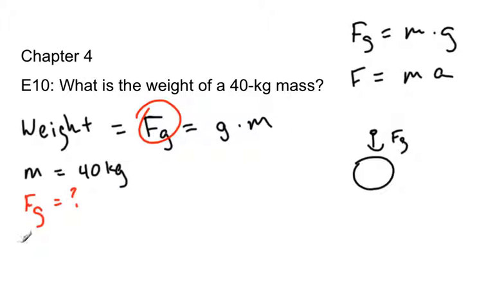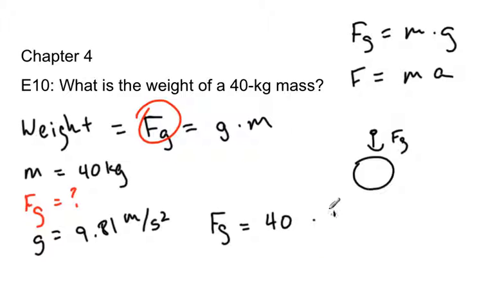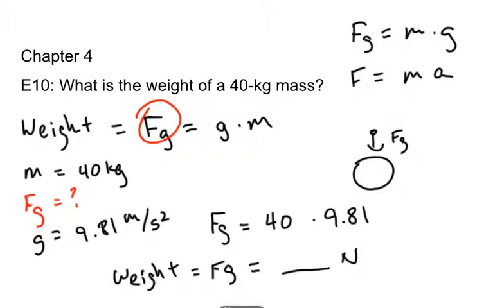And we know g. Well, you should know it. You can look it up if you don't know it. It's 9.81 meters per second squared. That's the acceleration due to gravity. So I have 2 variables known, 1 unknown, so I just have to plug into the equation. It equals 40 times 9.81 meters per second squared. The unit that I'll have is a kilogram times a meter over second squared, and that's a newton. So your answer will be in newtons. And that is the weight, and it's also the force of gravity.